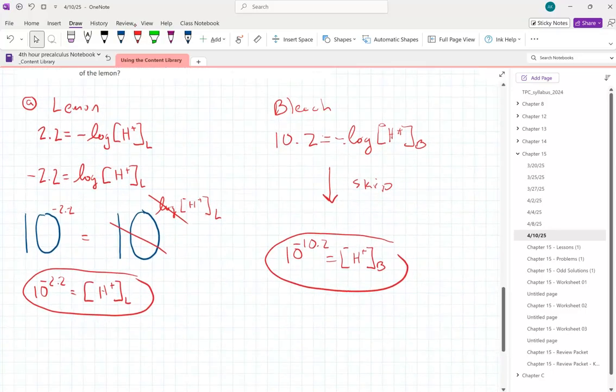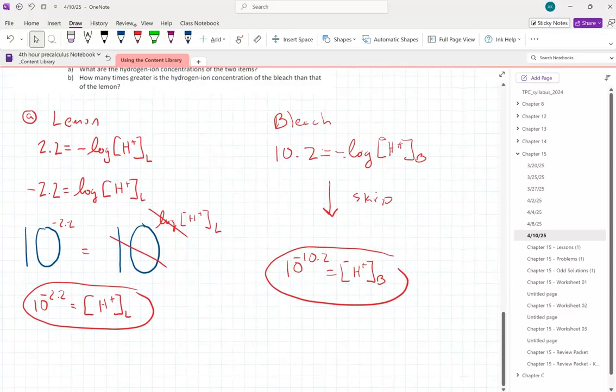And then part B says, how many times greater is the hydrogen ion concentration of the bleach than the lemon? That's a typo because there's less ions in the bleach than the lemon. It's probably reverse. So we want lemon over bleach.